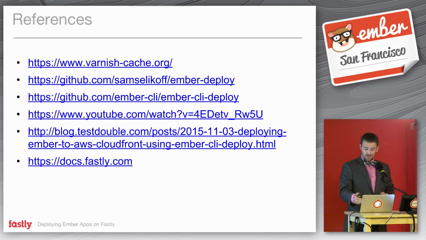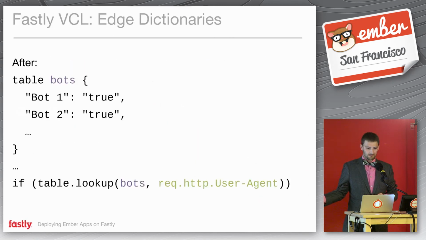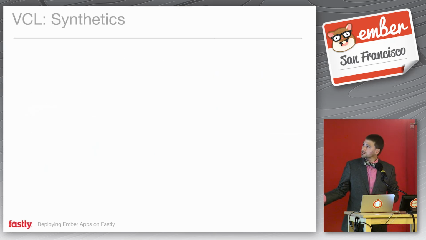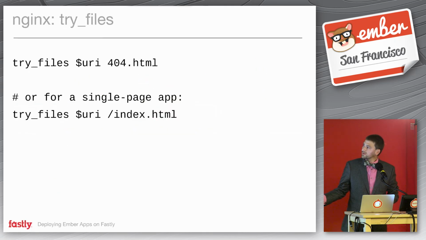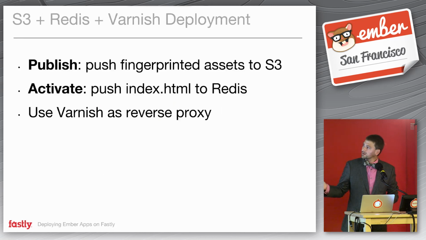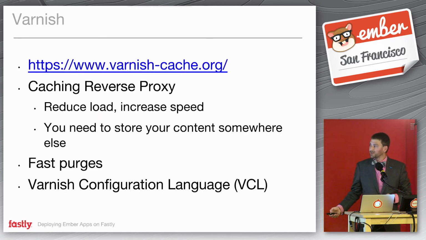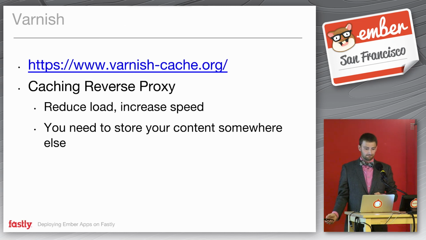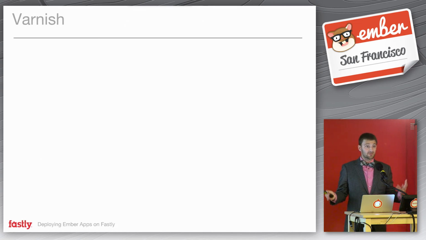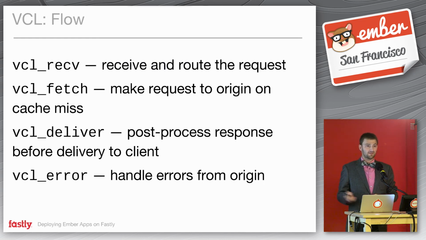I told you about the final hook. VCL deliver is for post-processing, and that's a great place to set up response headers that you want to add. So we just have a set of hard-coded response headers for that stuff.